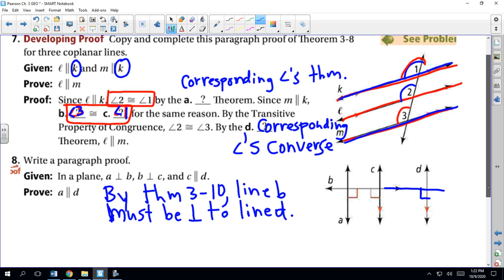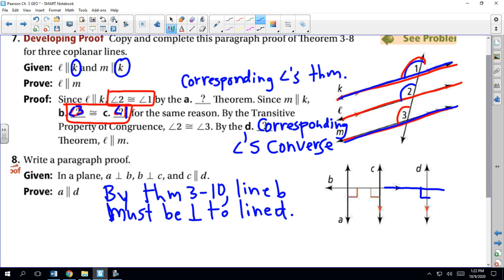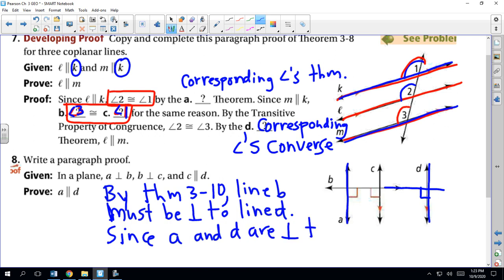And so since both A and D, we're just looking at these, A and D are perpendicular to the same line B, so since A and D are perpendicular to line B, they are parallel to each other.